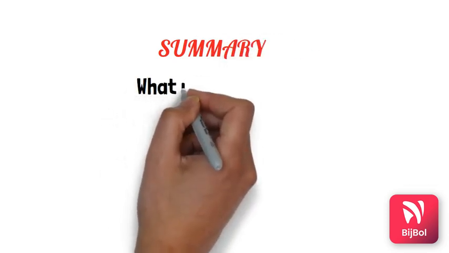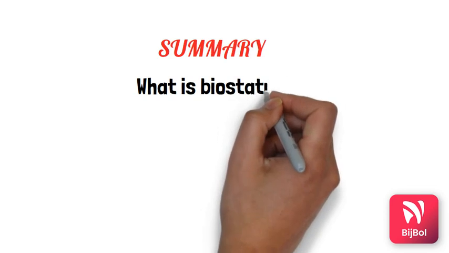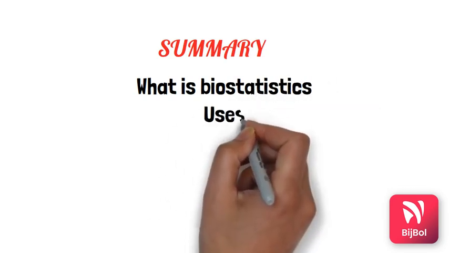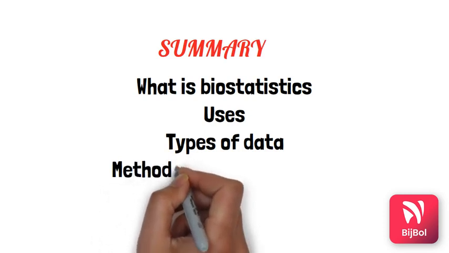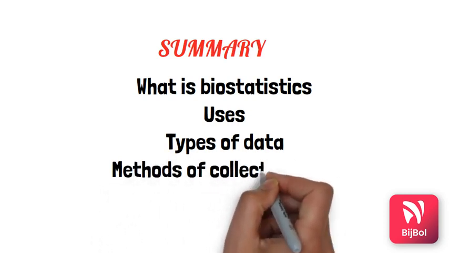Now, what is the outline of this particular topic that we have seen? That is, what exactly is biostatistics, why we need it, the various uses of biostatistics, different types of data, qualitative, quantitative, primary and secondary, and methods of collecting data. So the continuation would be in the next part.